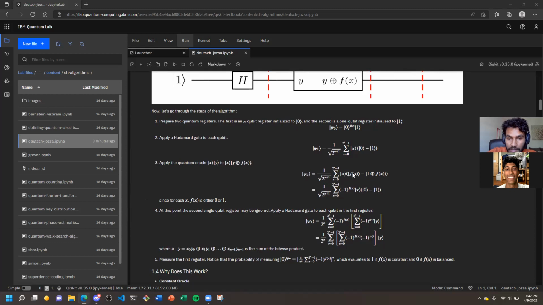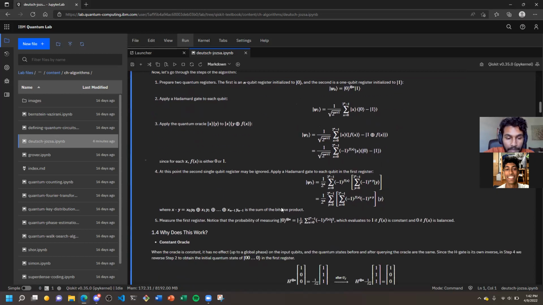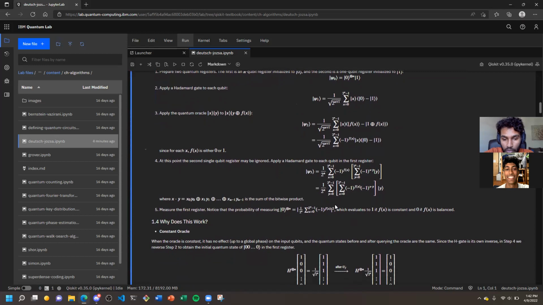So we can get this expression over here, and that can actually truncate to this expression over here, since for each x, f of x is either 0 or 1. At this point, the second single qubit register may be ignored. Apply a Hadamard gate to each qubit in the first register. So applying another Hadamard gives us this expression over here.